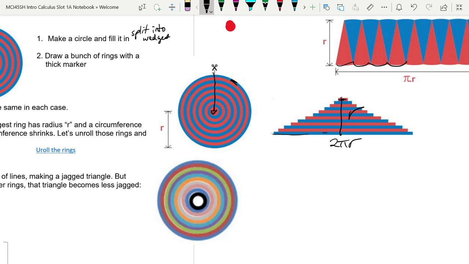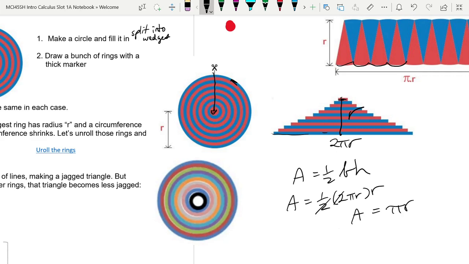And what's the area of a triangle? The area of a triangle is 1/2 times base times height. So that's going to be 1/2 times the base, which is 2 pi r, times the height, which is r, and look where we're ending up. Area of a circle must be pi r squared.